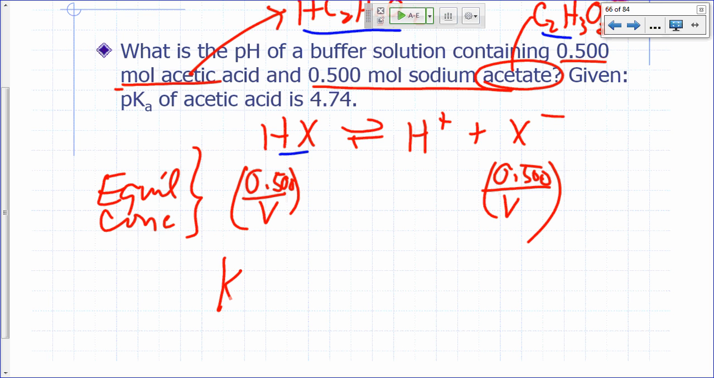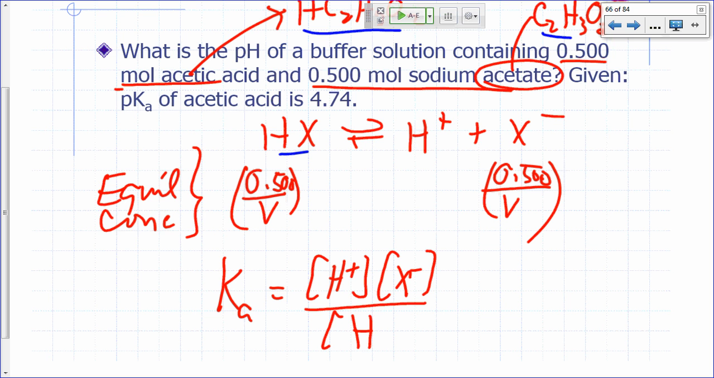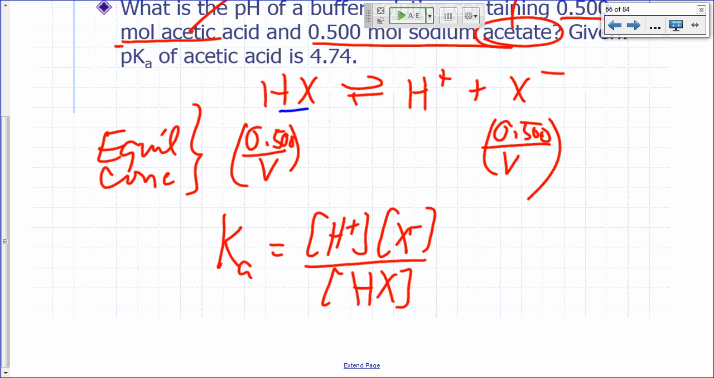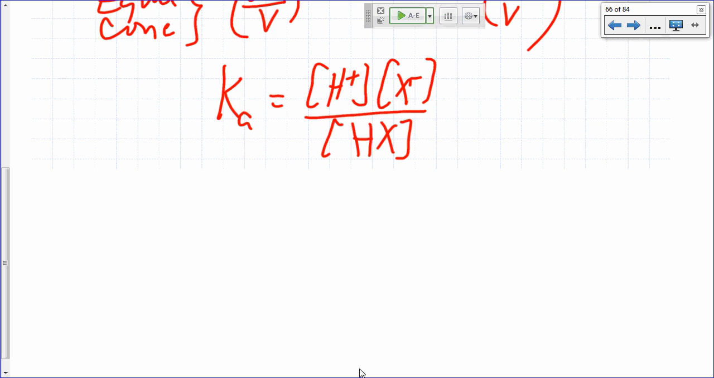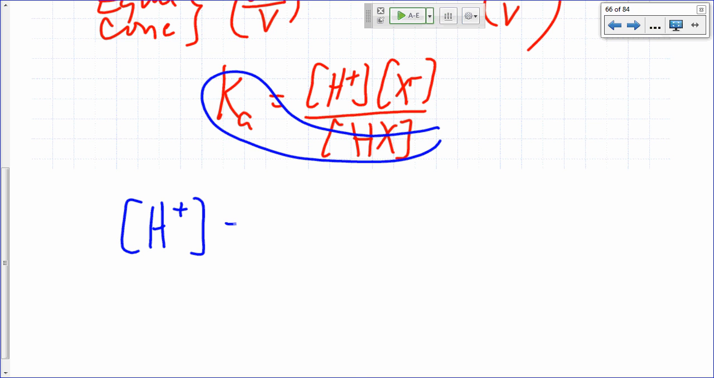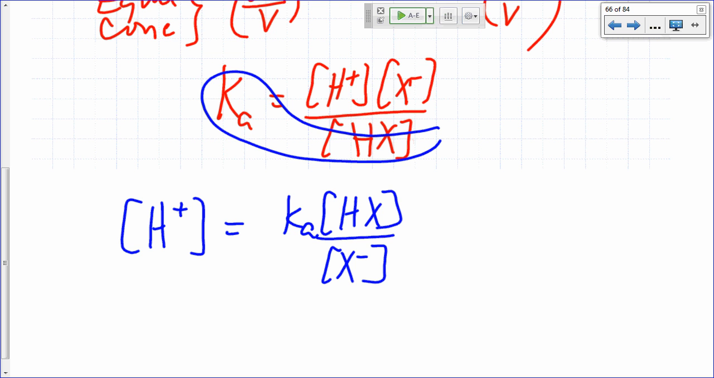You know that Ka is equal to H plus times X minus over HX, right? So you can solve for H plus if you're interested in the pH, correct? So how do we solve for H plus? Let's rearrange this. I can say that H plus equals Ka times HX over X minus. Do we know what our Ka is?